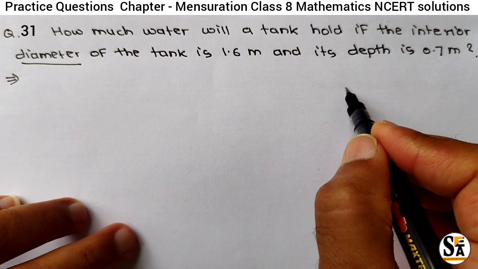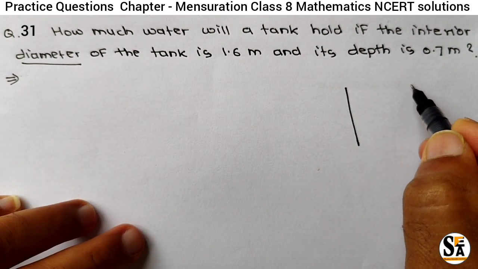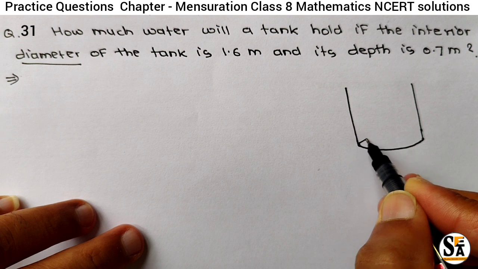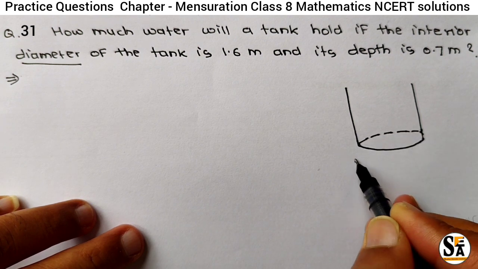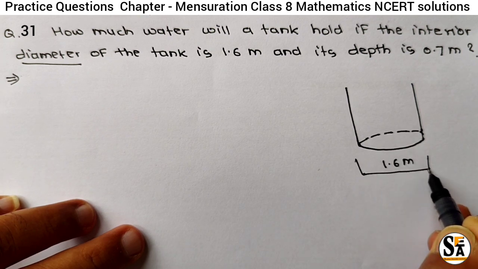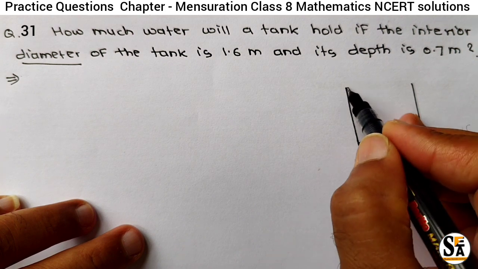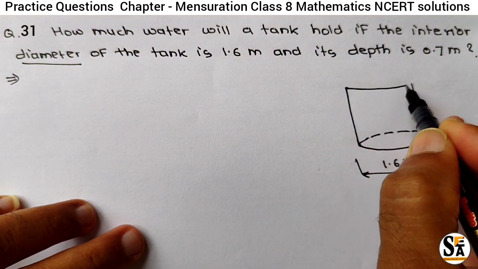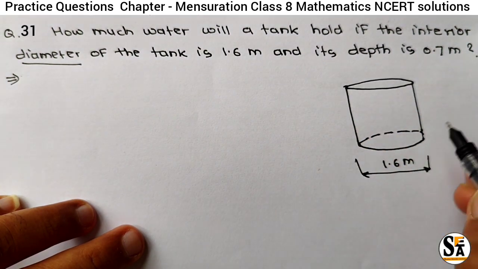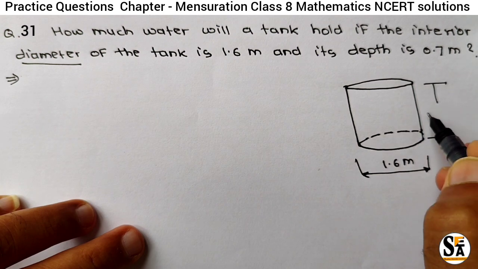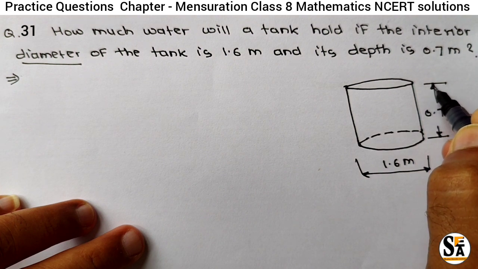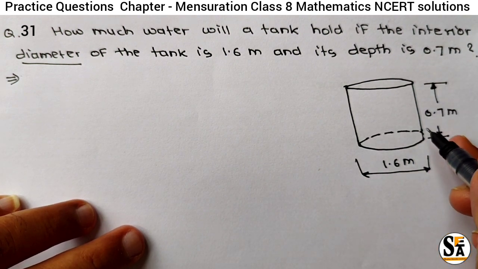So let's consider this as a tank, and this base diameter is given. The diameter is given 1.6 meter. So this dimension is given 1.6 meter, and one more dimension is given, the depth is given 0.7 meter. So this depth is given 0.7 meter. We have to calculate the capacity of the tank, which means how much water the tank will hold.